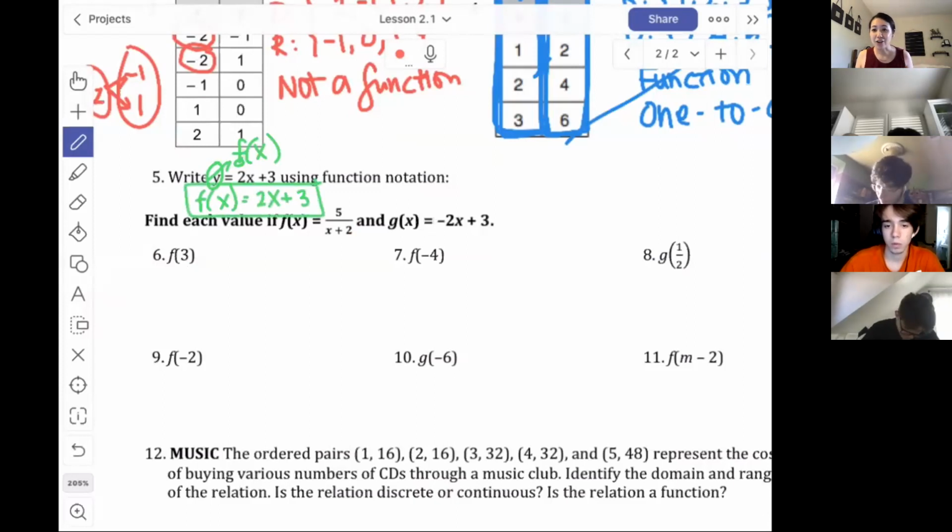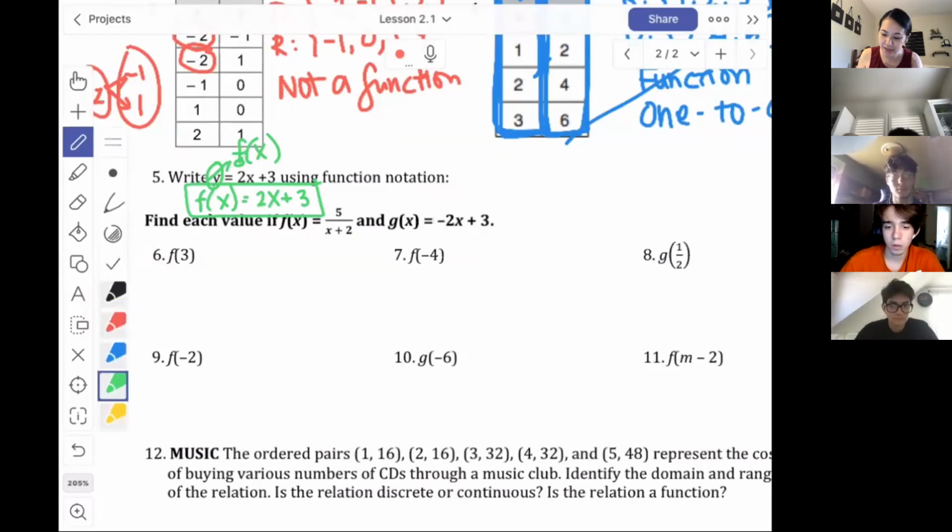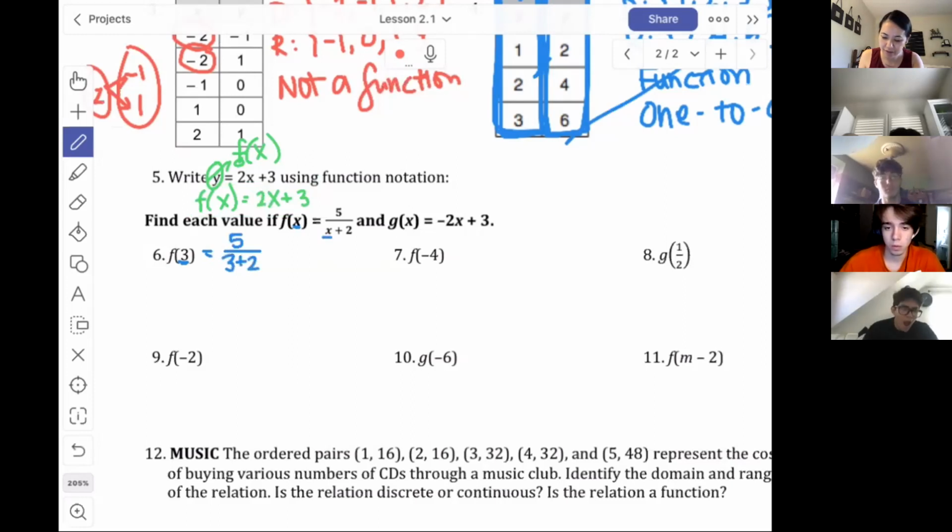Okay, all right, so function notation is just a bunch of substitution. Like number 6, I'm going to substitute 3 in for x. So with my function f, every time I see x, I'm going to replace it with a 3. So I replace that x with a 3, and then you just simplify. And that's it.